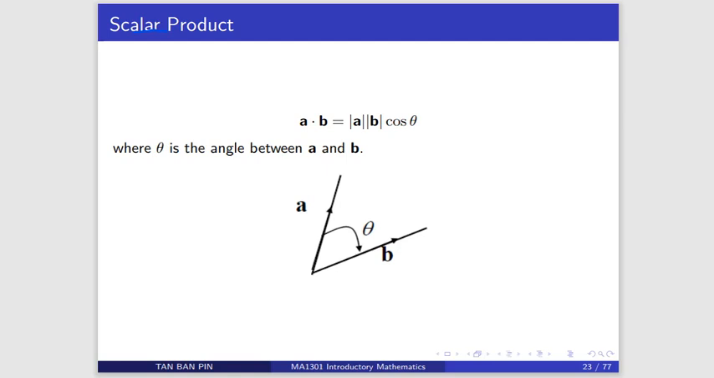We are going to look at scalar product. We define the scalar product A dot B of two vectors to be magnitude of A, magnitude of B, cosine theta, where theta is the angle between vector A and vector B.